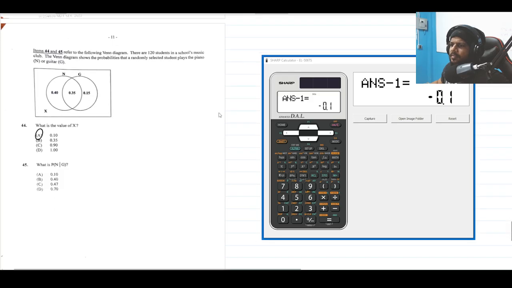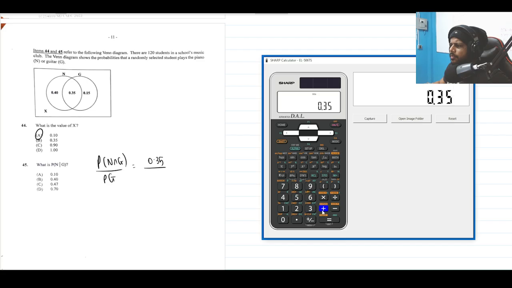What is the probability of N given that G? That is the probability of N intersect G over the probability of G. 0.35 over the probability of G, which will be 0.35 plus 0.15, which is 0.5. 0.35 divided by 0.5 is 0.7.